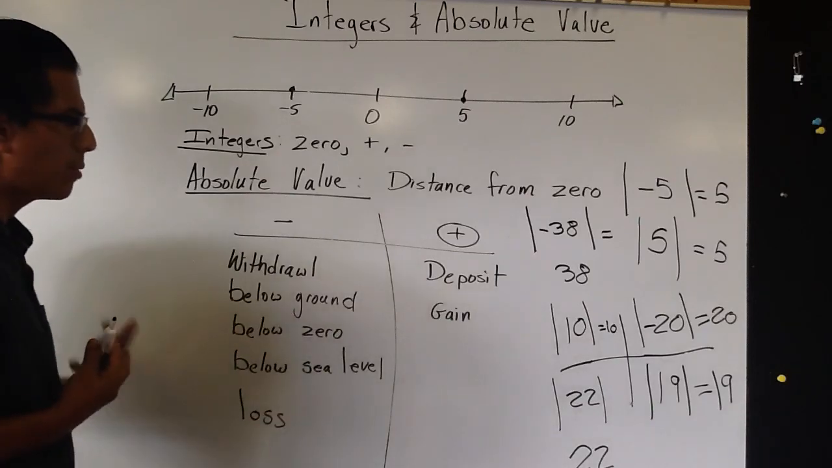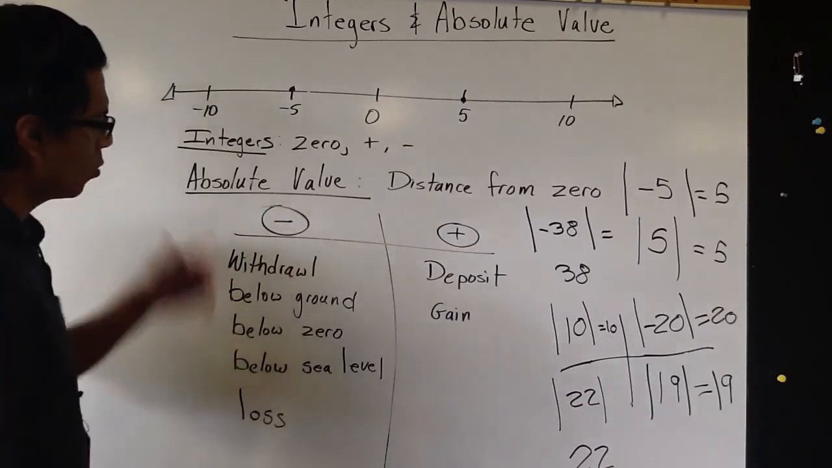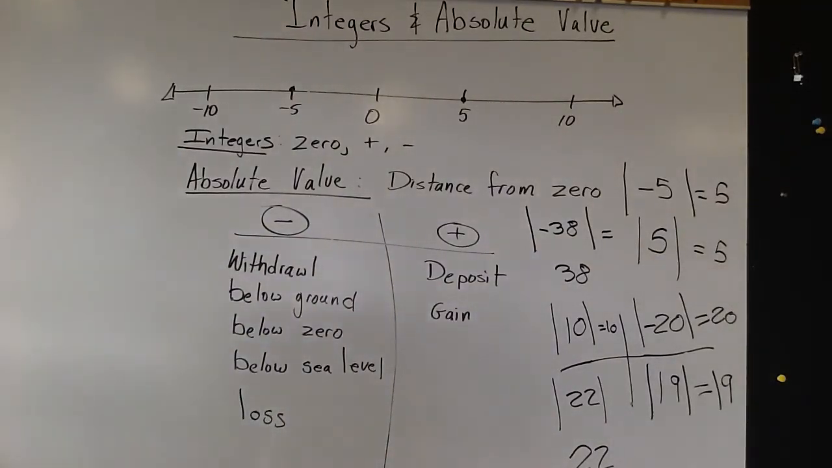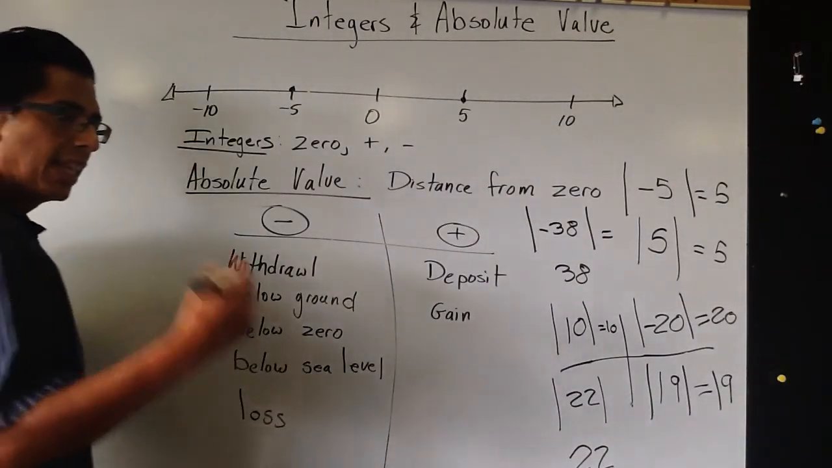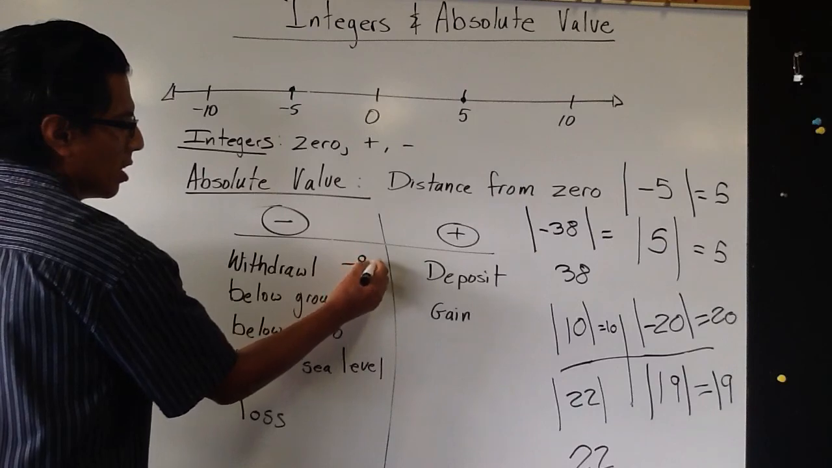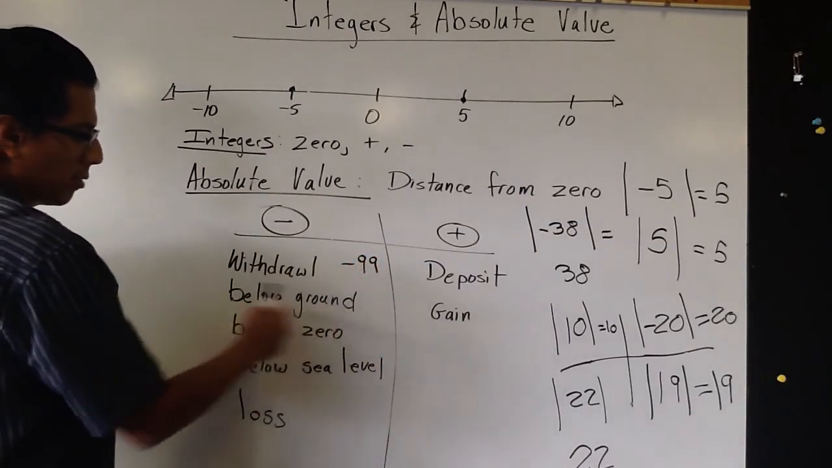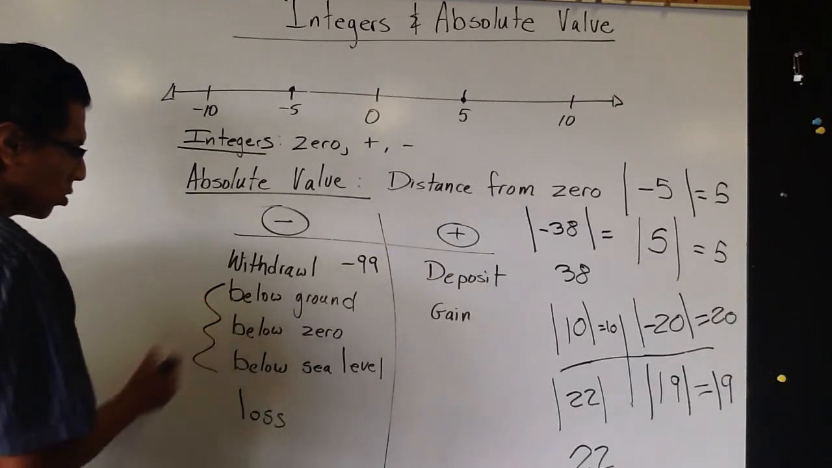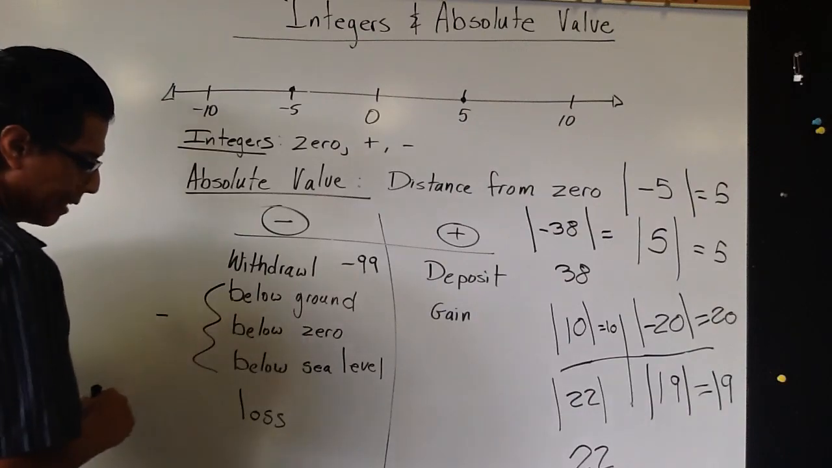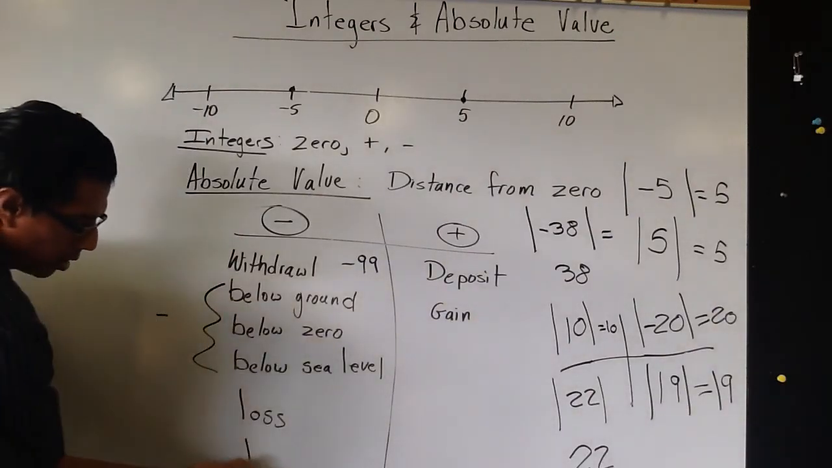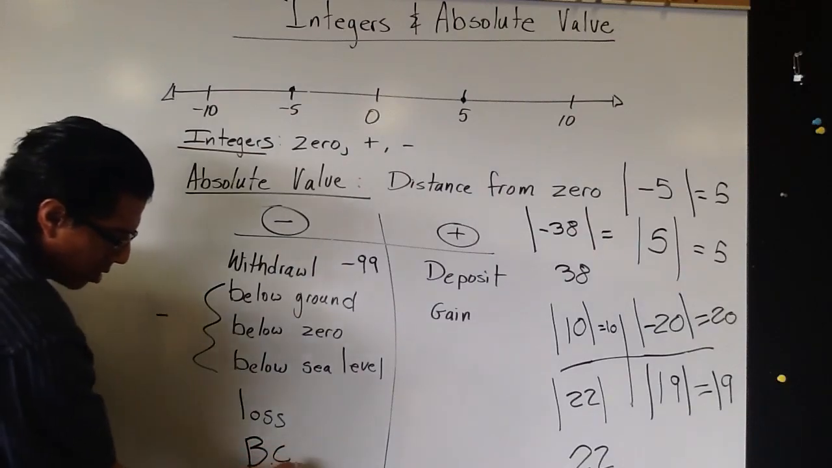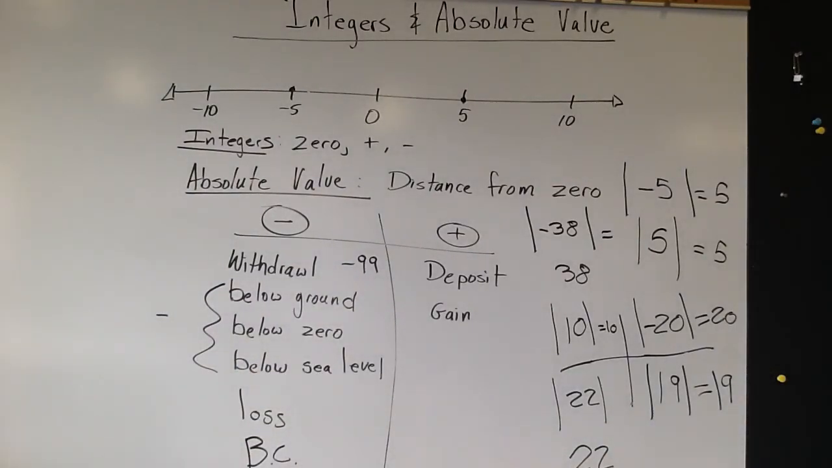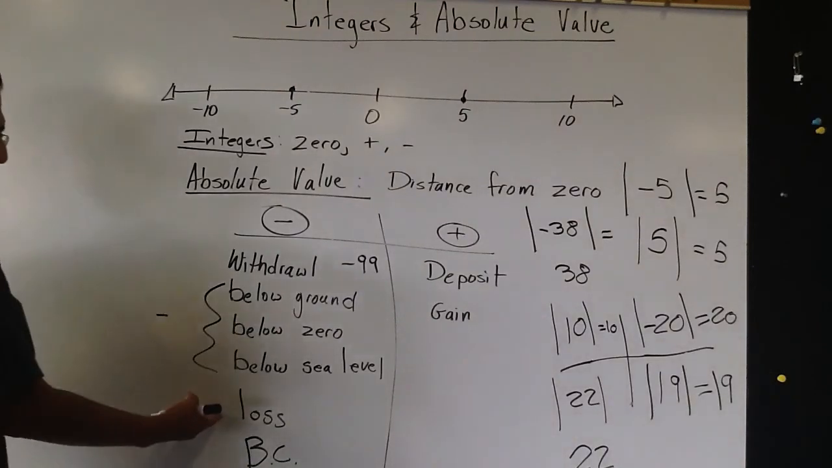All right, let's talk about some vocabulary for negative. If you hear the word withdraw, like withdraw money from a bank account, that is a negative. You would use a negative to express that. If someone withdrew $99 from my bank account, you could express it as negative 99. How about below ground? Below zero, below sea level. All of these are negative. You would express them with a negative integer. How about BC? The date on calendars, traditionally BC, before Christ. BC could be thought of as a negative. Loss, any kind of loss, negative.